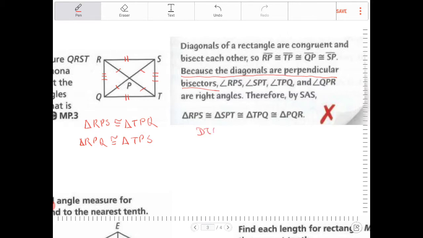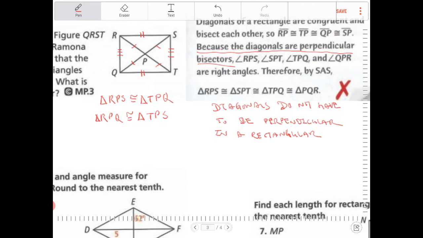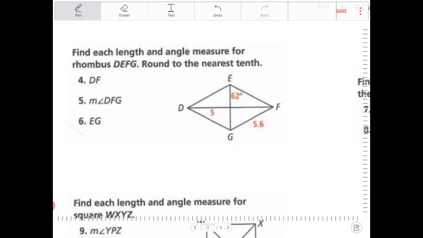So diagonals do not have to be perpendicular in a rectangle. They must, however, be congruent to one another, but they do not have to be perpendicular. Let's take a look at the next one.